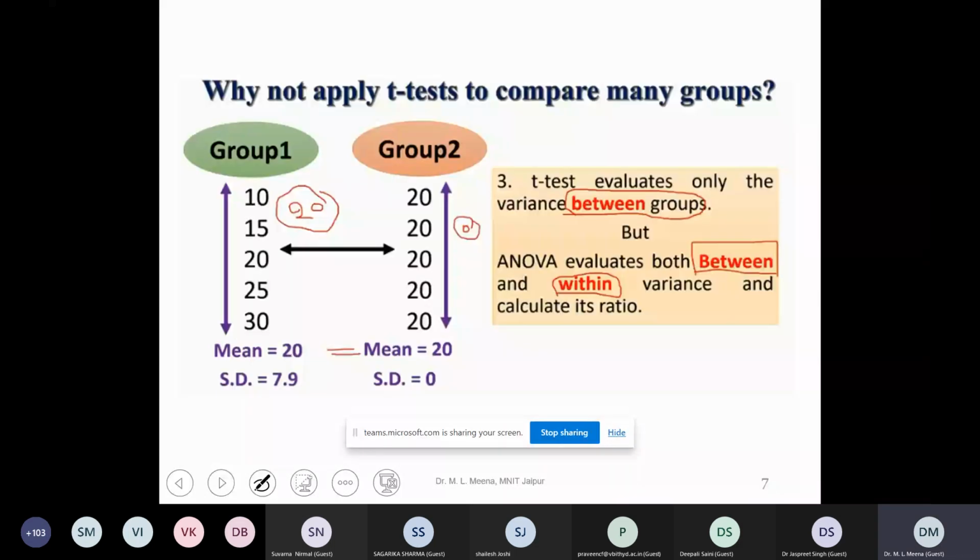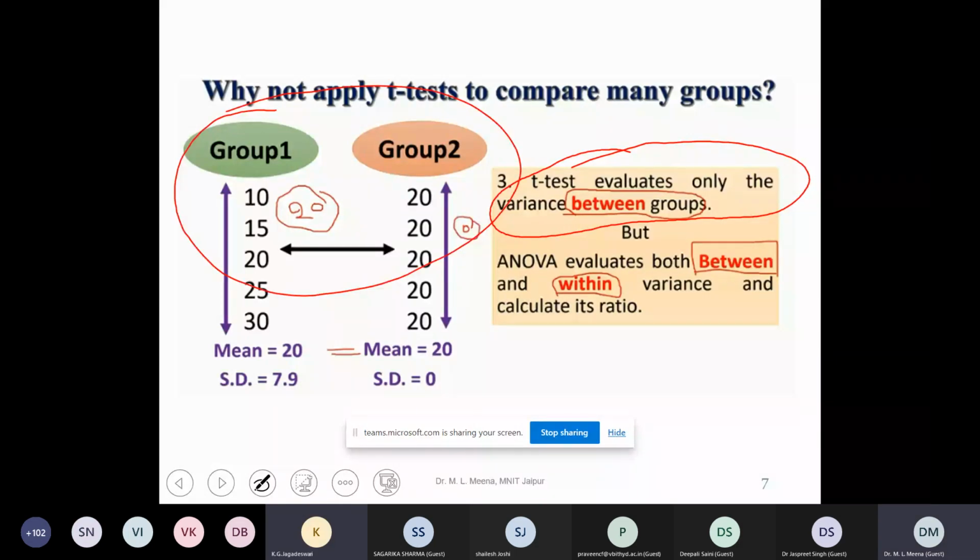So the third reason is, the t-test evaluates only the variance between groups, but ANOVA evaluates both between and within variance and calculates their ratio. So the benefit of ANOVA is that it calculates and evaluates the variance between the groups and the variance within the groups. That is the benefit of ANOVA as compared to the t-test.